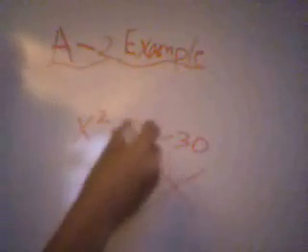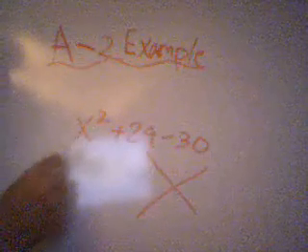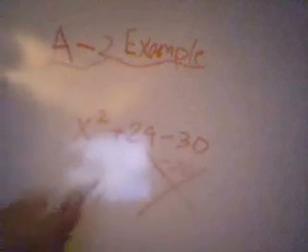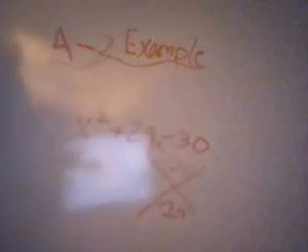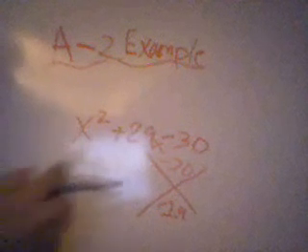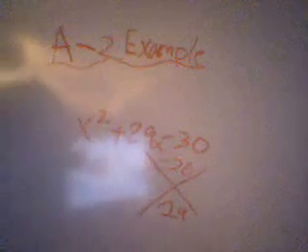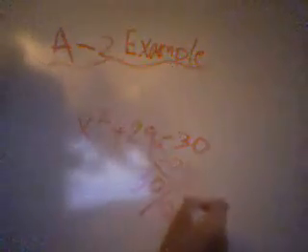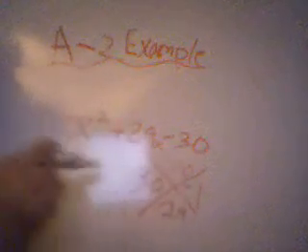An X. Right, so negative 30 times the coefficient of the quadratic term, which is 1, would be negative 30. And you use the coefficient of the linear term, 29. What two numbers multiply to get negative 30 and also add up to 29? The numbers would be 30 and negative 1, because 30 times negative 1 will equal negative 30. And also, 30 minus 1 will equal 29.